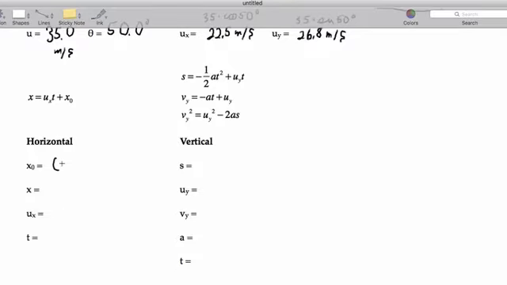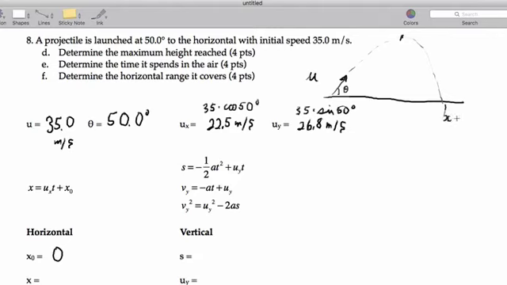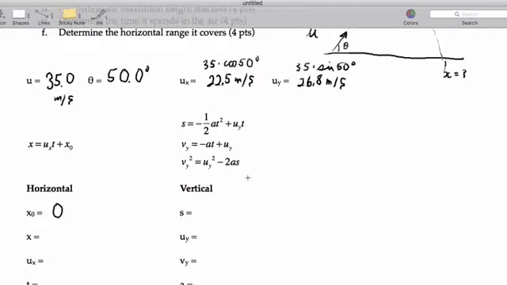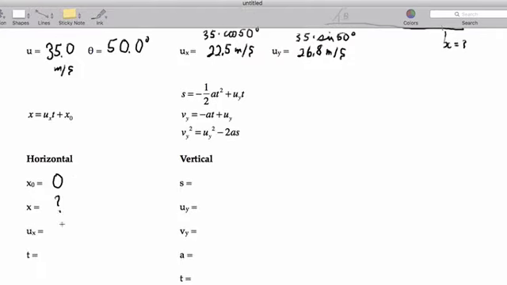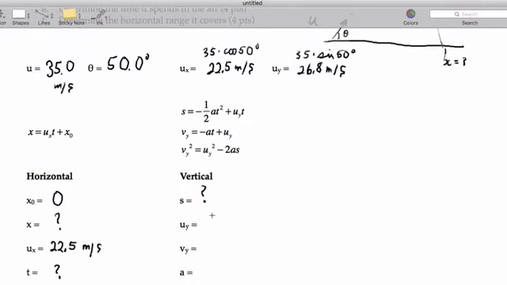X naught is always 0. We don't know how far it's going to go horizontally, and we don't know the height that it's going to get up to. Okay, so this is unknown. Ux is the 22.5 we got here, and let's make that meters per second. We have an unknown t here. Now, s is an unknown. Uy is the 26.8 meters per second that we have here.